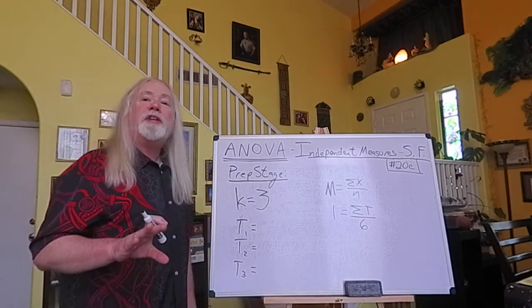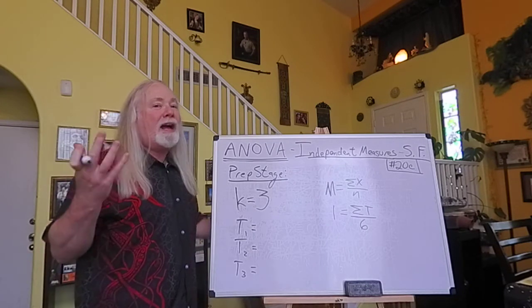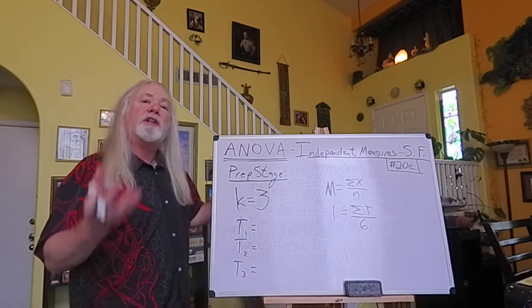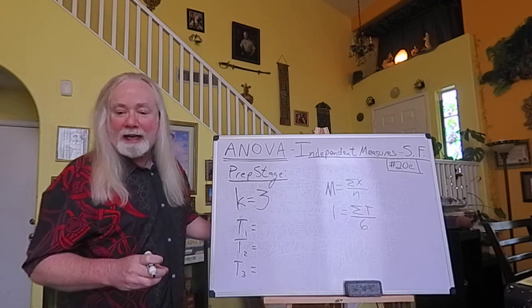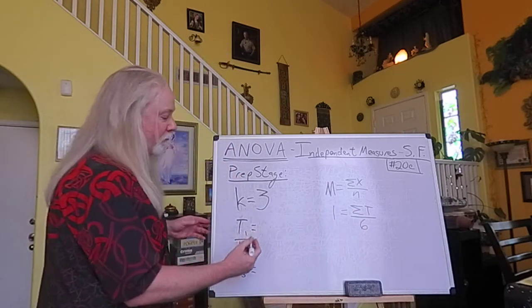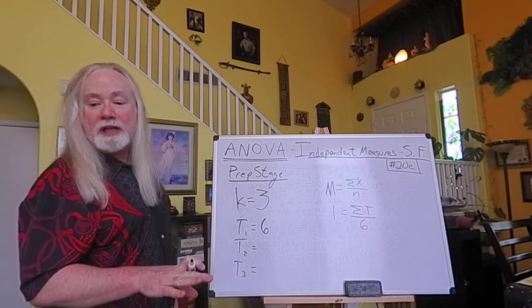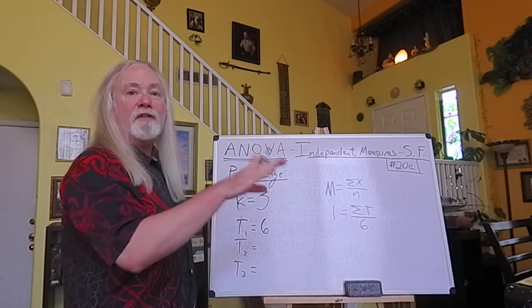So this is another example of a problem where you've been given everything you need. You just have to figure out how to deconstruct and reconstruct to get what you need out of it. So we can see through cross-multiplying here that our treatment total for the first condition is going to be 6 points. And then we can do the same thing for the second group and for the third group.